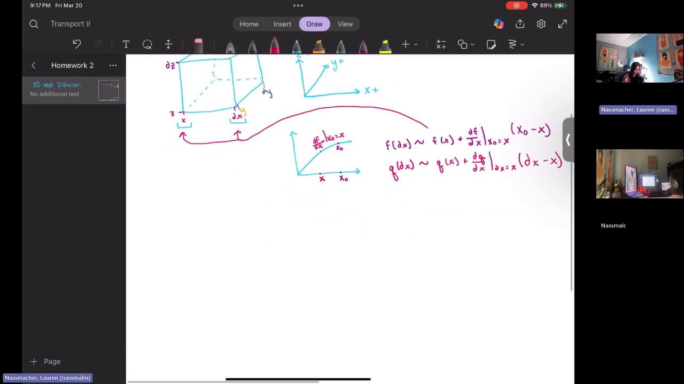And so our net heat flow is equivalent to our heat flow in, so our heat flow at x, minus our heat flow out, which is our heat flow at x plus dx. And guess what we just found? Our heat flow at x plus dx.